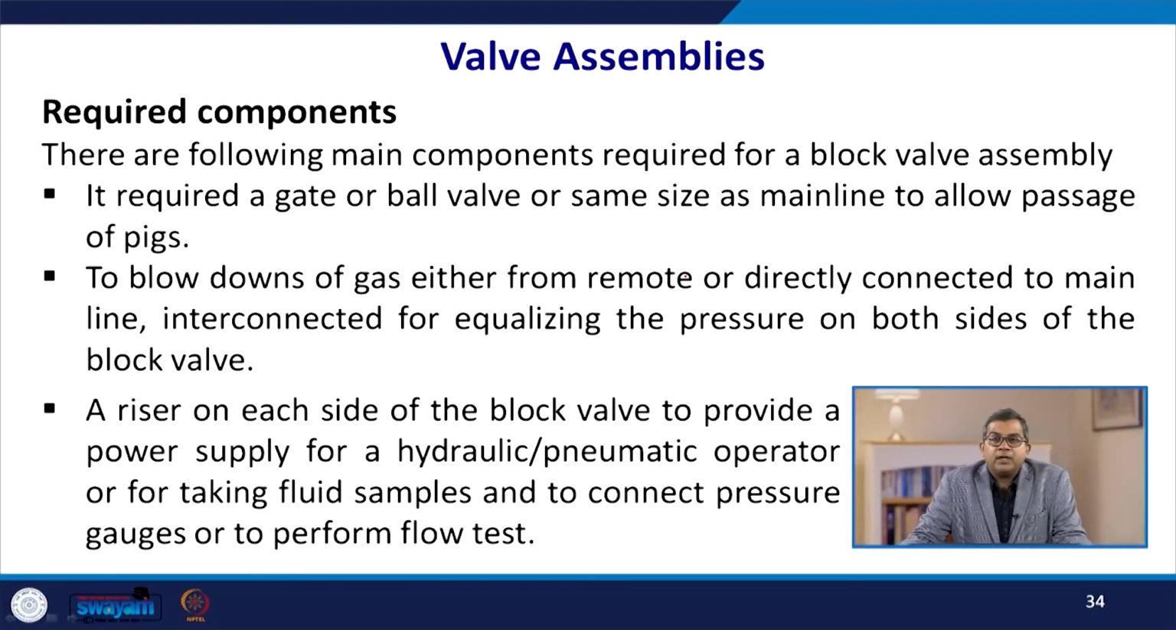The ease of access and the site conditions should always be evaluated when selecting a location for a valve assembly. There may be certain required components, and if required, a gate or a ball valve the same size as the main line to allow the passage of pigs. Also, a blowdown of gas, either from remote or directly connected to the main line, interconnected for equalizing the pressure on both sides of the block valve.